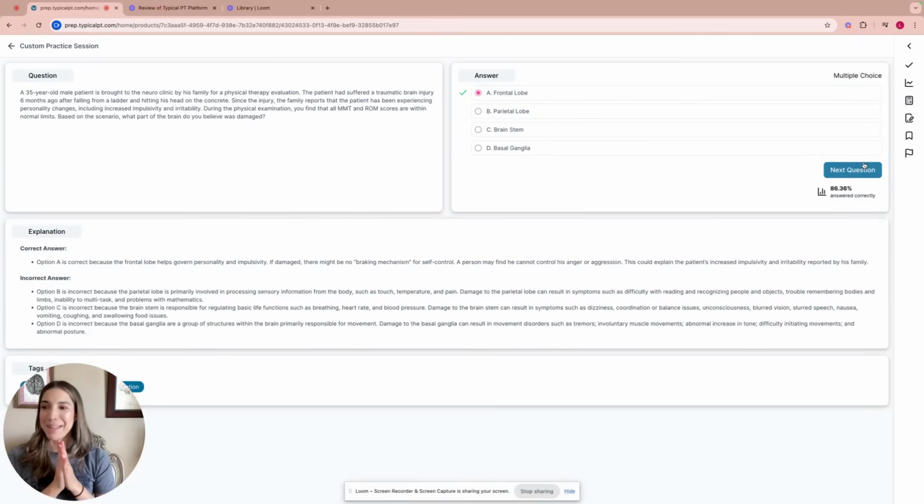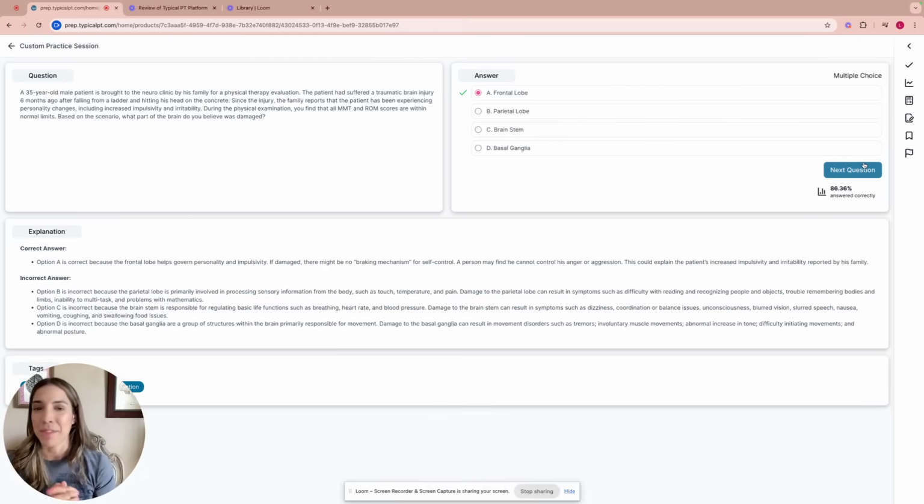Okay, so frontal lobe, it's the answer. You were correct. So again, frontal lobe helps govern personality, impulsivity. If damaged, there might be no braking mechanism for self-control. Like I told you, no filter and impulsivity, there's no brakes there. A person might find it difficult to control their anger or their words or their emotions, things like that. Although emotions, we dig into other parts of the brain, but you get me.